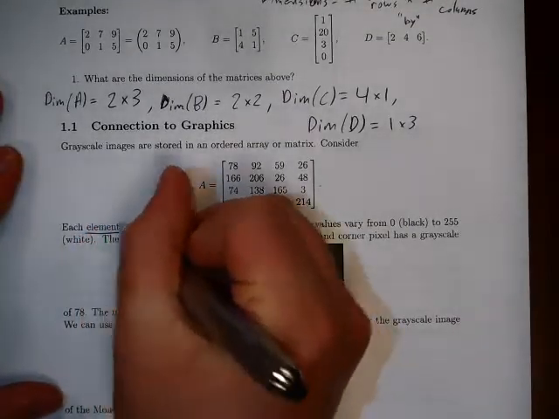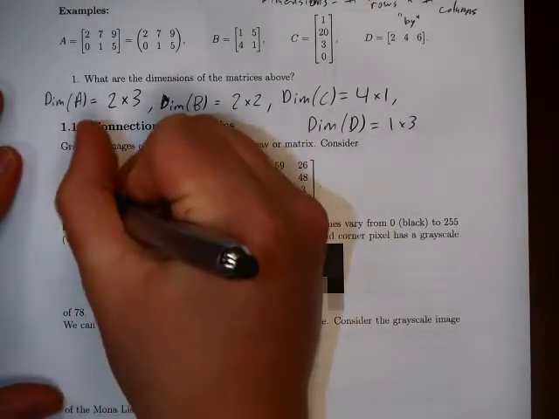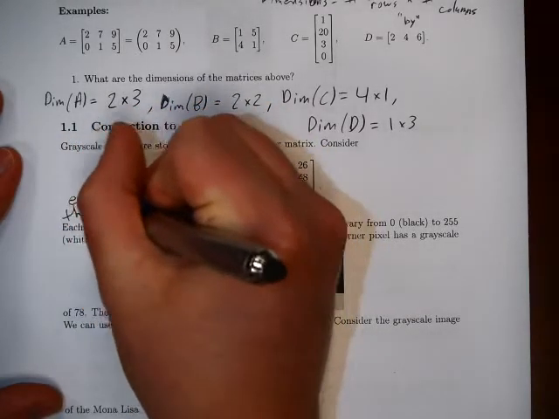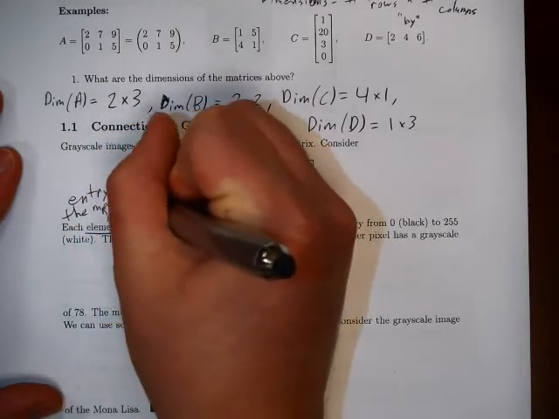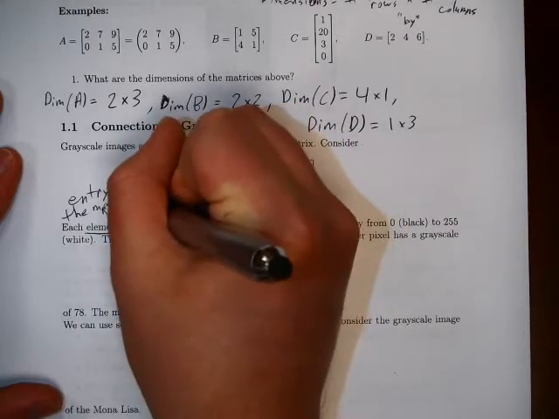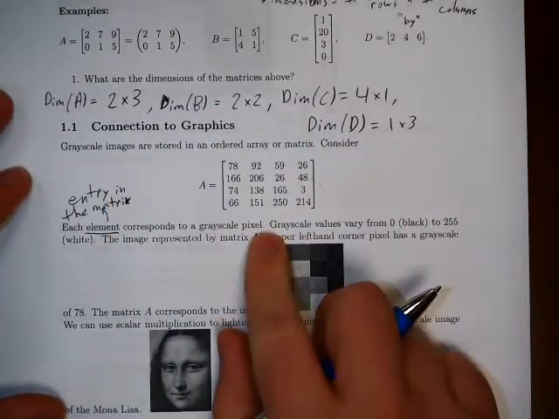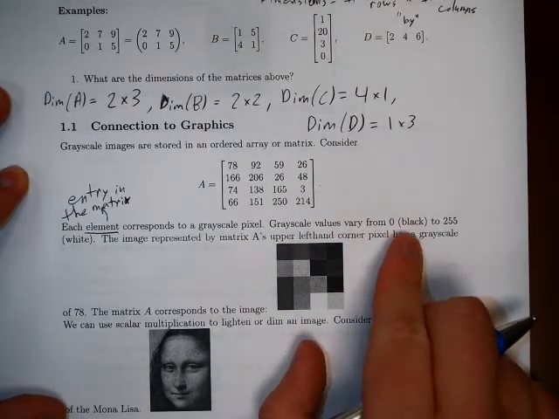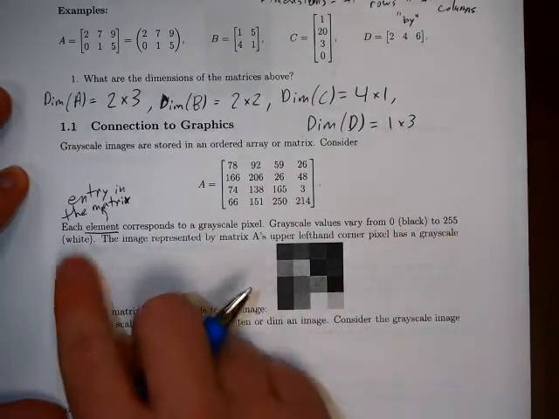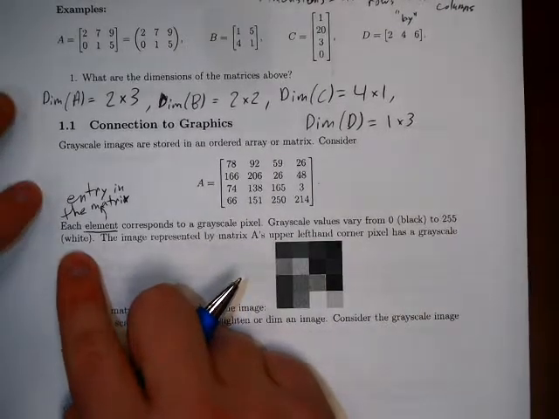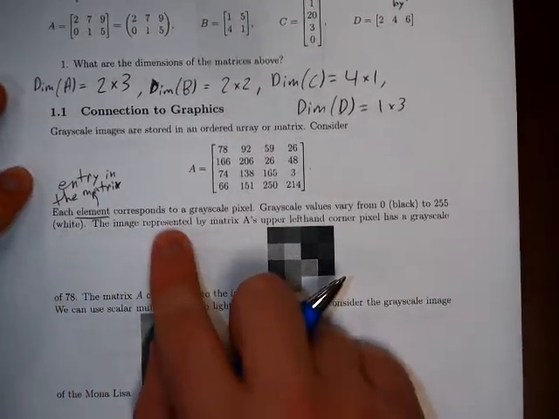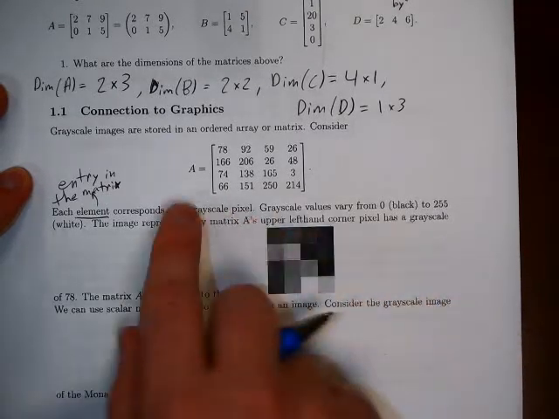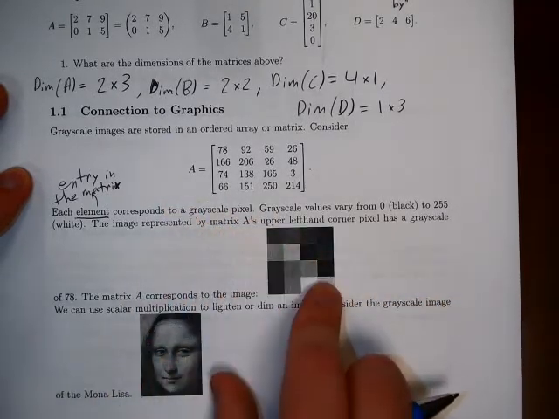Each entry in the matrix corresponds to a grayscale pixel. The grayscale values are going to vary from 0, which is a completely black pixel, to 255, which would be a completely white pixel. The image that would be represented by this matrix A would be this image here.